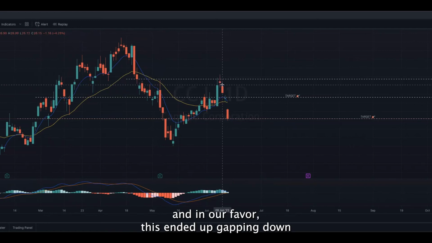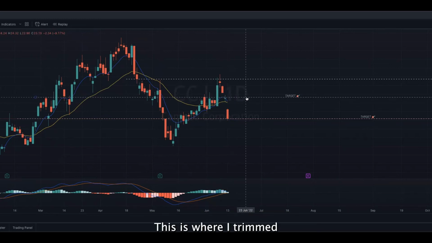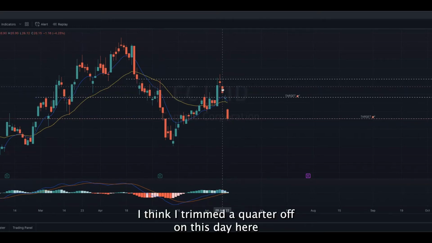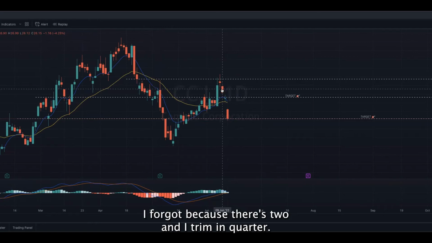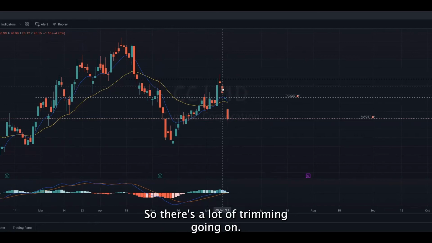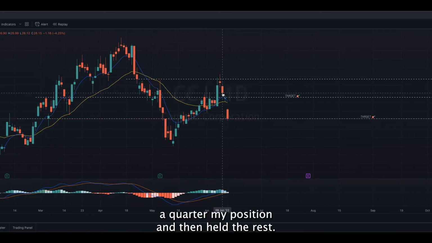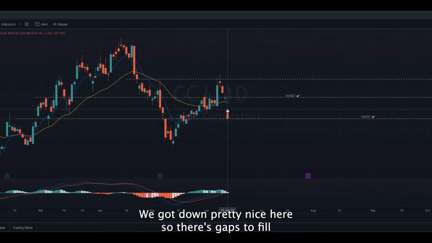In our favor, this ended up gapping down pretty nice here and ended up hitting our first target. This is where I trimmed my first trim here. Or I might have trimmed actually on this day. Yeah, I think I trimmed a quarter off on this day here for about 40% or 24%. I forgot, because there's two, and I trim in quarters. So there's a lot of trimming going on. So I believe I trimmed on this candle here, a quarter of my position, and then held the rest. Next candle, hit our target, trimmed more. I'm holding half now. We gapped down pretty nice here.